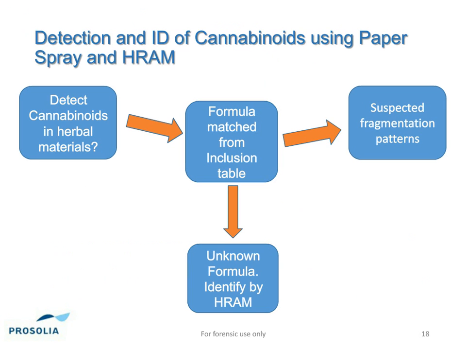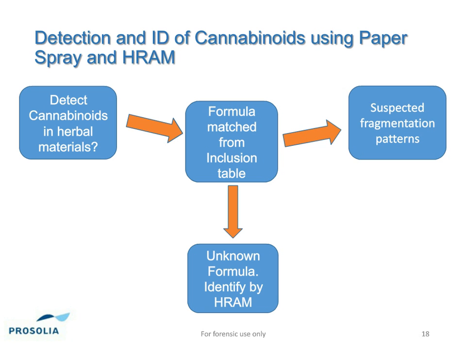So, the process we're going to use for detection and ID of cannabinoids: first of all, we run the sample. Does the formula match anything in the inclusion table? If the answer to that is yes, then we get a fragmentation MS2 pattern, our method we have set up. If after the samples are run, we wanted to go back and look at the accurate mass data and see if there are any unknowns we might be able to identify, we can certainly do that. And that was exactly the case with the methylone in the earlier slide. We did not have this compound in our inclusion table.